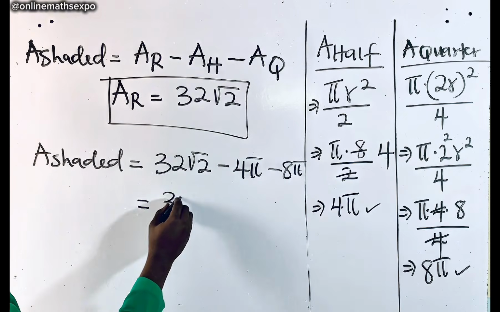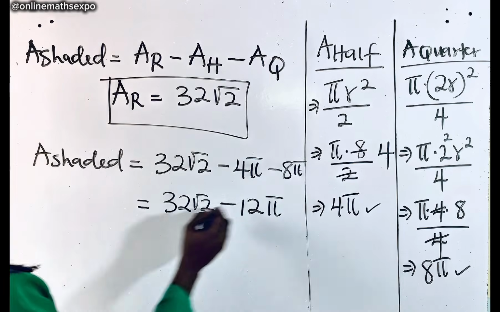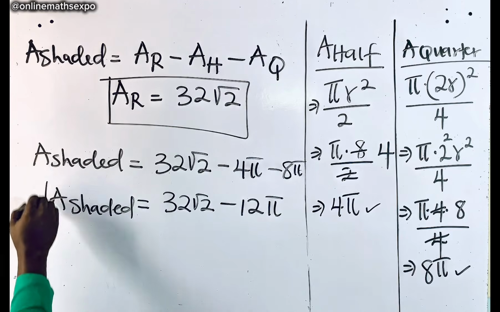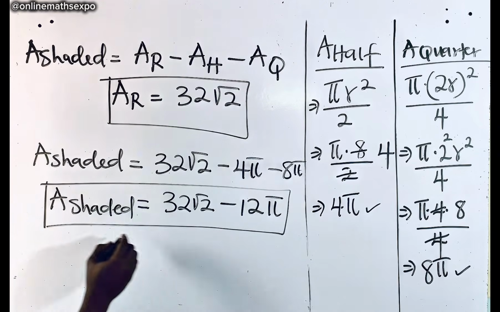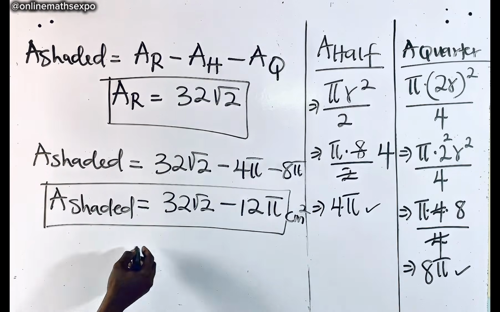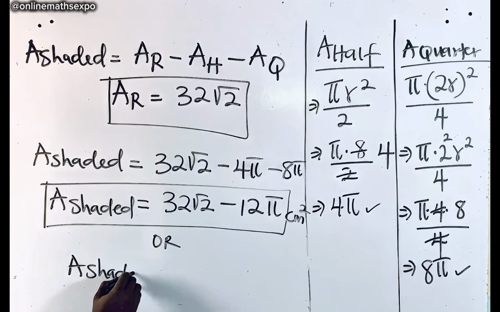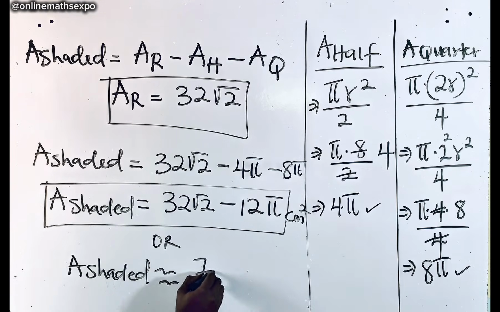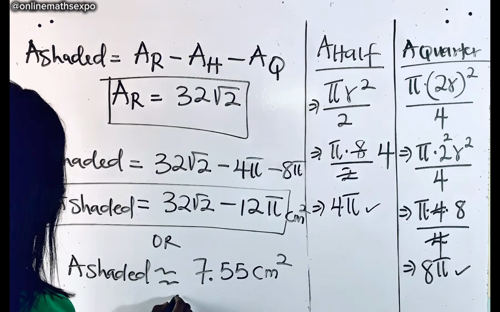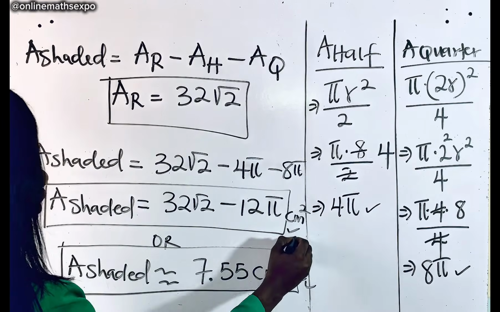Simplifying this, we are going to have 32 root 2, add this, it gives you negative 12 pi. So it means that the area of the shaded is given as this in terms of pi. Remember, it is in square centimeters. You can also key it into the calculator to have the area of the shaded approximately 7.55 square centimeters. So either of these two is acceptable.